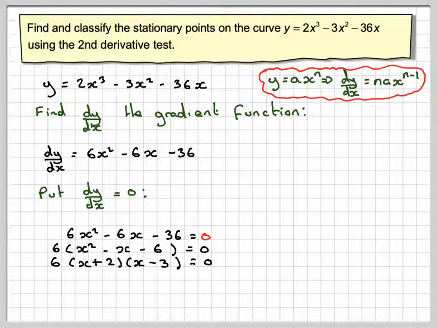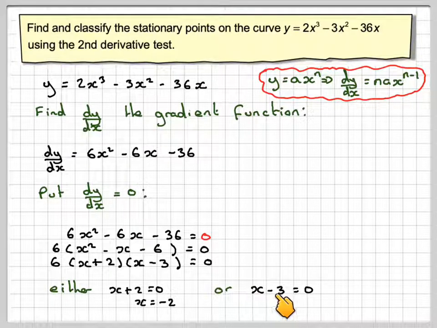It is a really good skill in mathematics to make sure that you can factorize a quadratic. Right, that is going to give me values of x. x plus 2 is equal to 0, so x is minus 2. Or x minus 3 is equal to 0, x is equal to 3. Right, what we're going to do now is use the second derivative test to test these points.